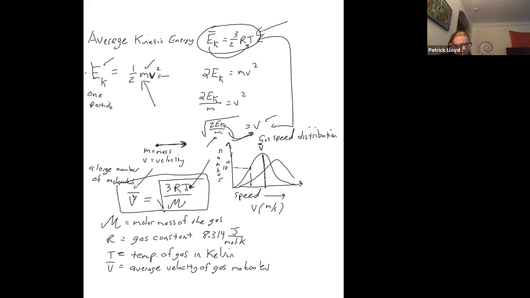So I'm going to show that here. These ones are hotter, higher temperature, and they're moving on average, they're moving faster. But remember, it's an average. So some of them are still moving slower, but on average, they're moving faster.